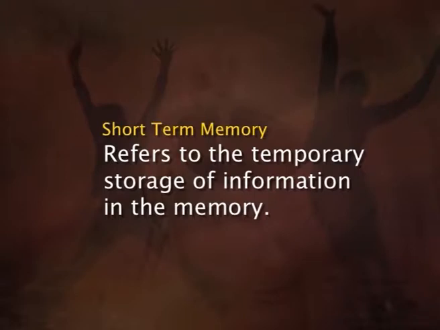Coming to the difference between short-term memory and working memory. Short-term memory refers to the temporary storage of information in the memory. As we have already seen, in short-term memory the duration is only 20 to 30 seconds. And working memory is another name for short-term memory. The work it does is it temporarily stores, organizes and manipulates information.